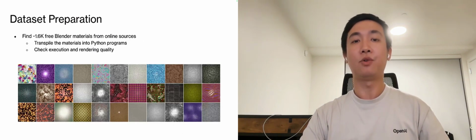To clean up the data for augmentation, we first find 1.6K free materials from multiple online sources and transpile them into Python code as ground truth labels. The generated programs are checked for correct execution and good rendering quality.